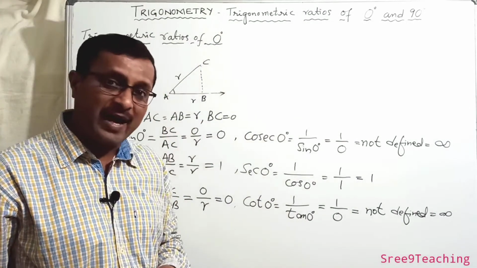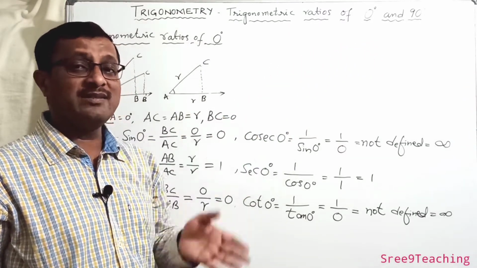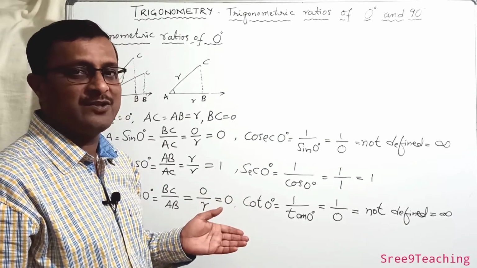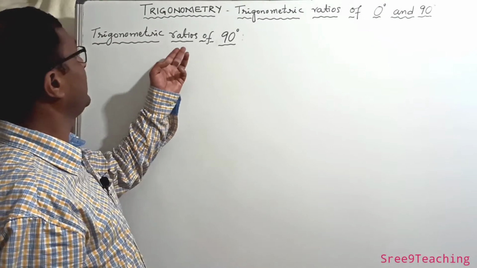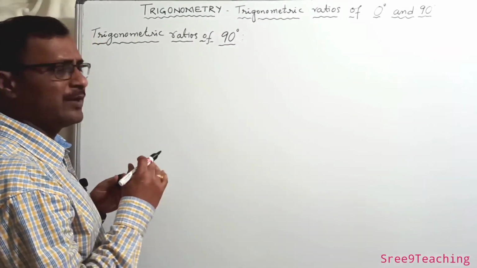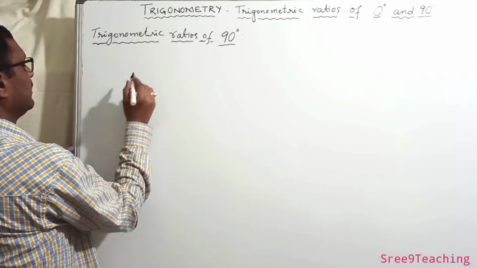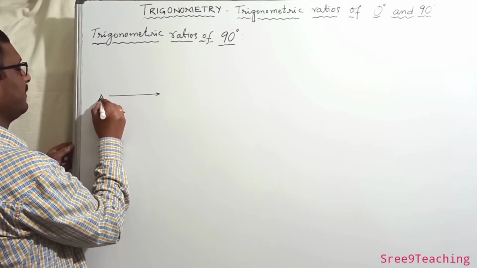Now we had to find trigonometric ratios of 90 degrees. Let us see how to find them. So now students, we are going to find trigonometric ratios of 90 degrees. For this also we have to consider this ray and this point A.